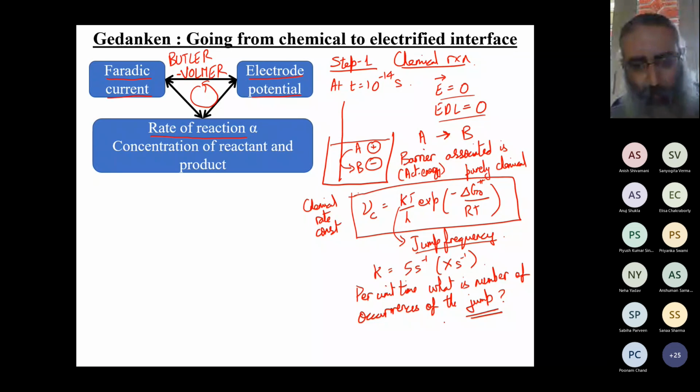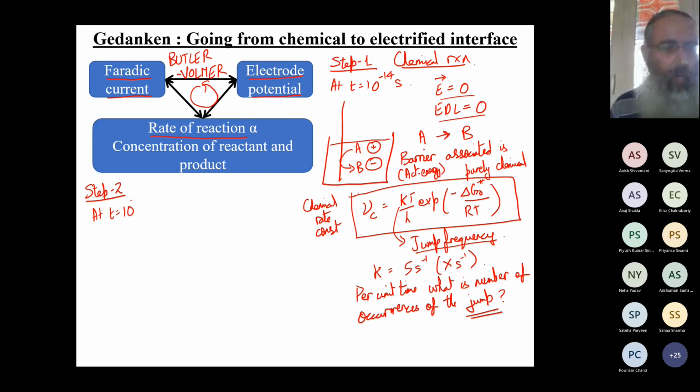Okay, so now this is step 1, where we are looking at a purely chemical reaction. Now on top of this, in step 2, we are looking at something like a longer time situation, say maybe 10 power minus 10 to 10 power minus 12 seconds time interval. That means you sample the system at every interval of 10 power minus 10 to 10 power minus 12 seconds. This gives enough time for the surface excess charges to create a non-zero electric field.